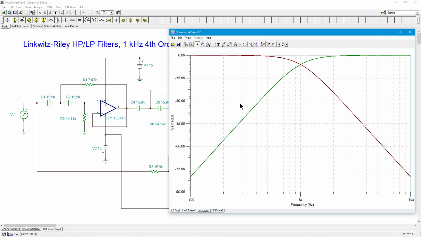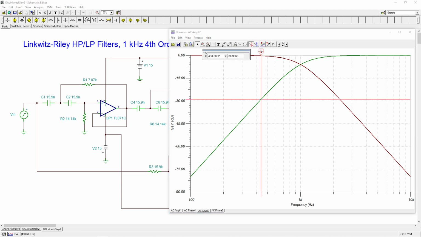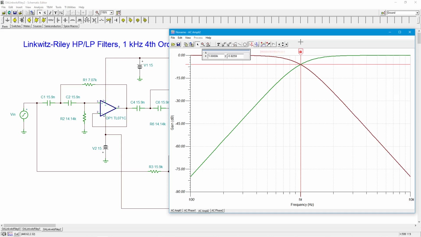Now, it maybe doesn't look too impressive right off the bat. It looks like some of the other curves that we've gotten. But I'm going to go back here to the critical frequency, and notice we're looking at 6 dB. That's a little high, but that's about as close as I'm going to get: 1.0023 kilohertz, minus 6.0021 dB. So it's 6 dB down.